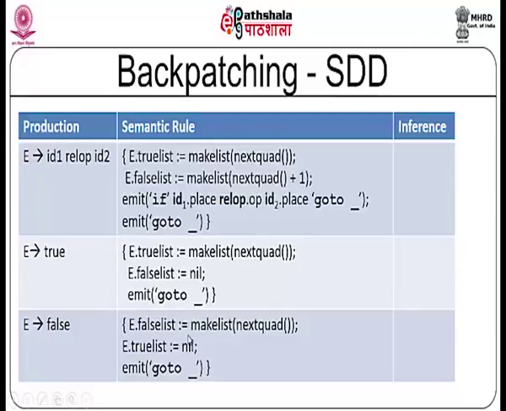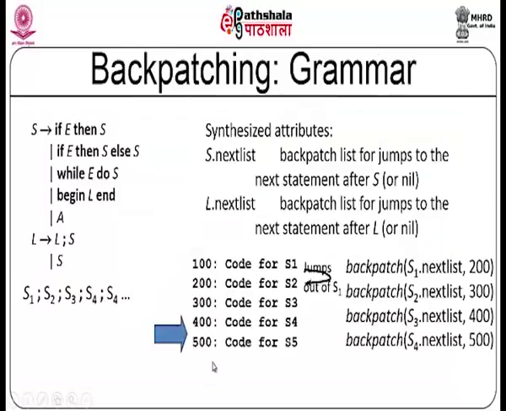Similarly here, if it is false, you will simply say false list will be only that particular line number, true list will be nil in that case, and you will say simply a go to dash. So this is what we have here, and on top of it you can also have expressions, the control flow statements also as part of your backpatching example.